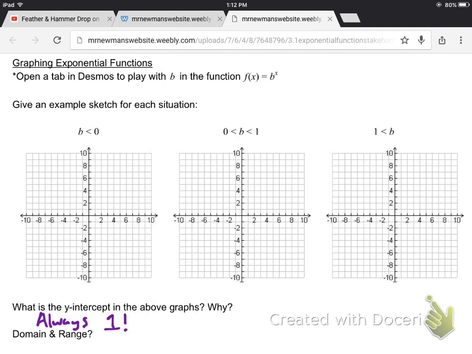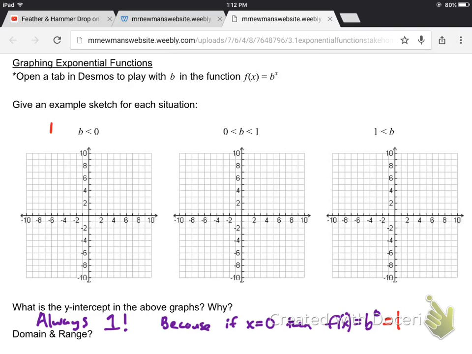Hopefully you notice that it's always 1, regardless of what you do. The reason is, if you plug in 0 for x, then f of x equals b to the 0, and as you know, anything to the 0 power is 1. So the y-intercept will always be 1 as long as you're not doing something else to the function, like transforming it.